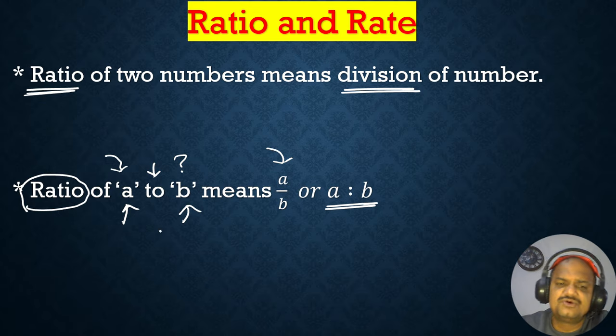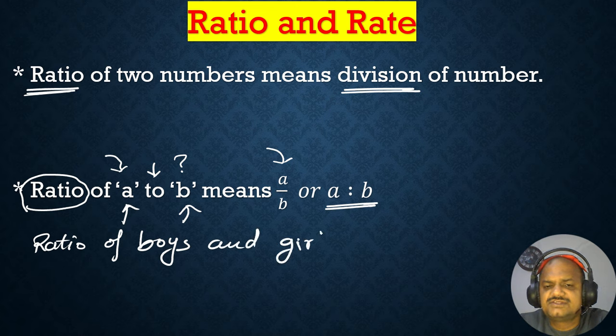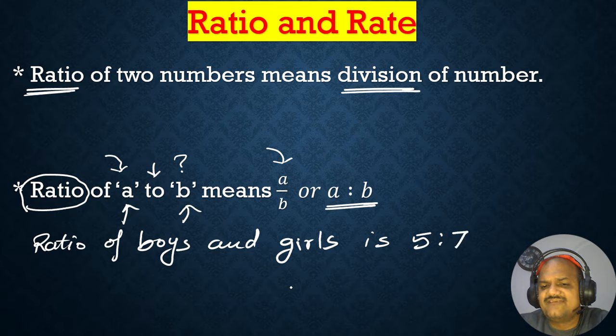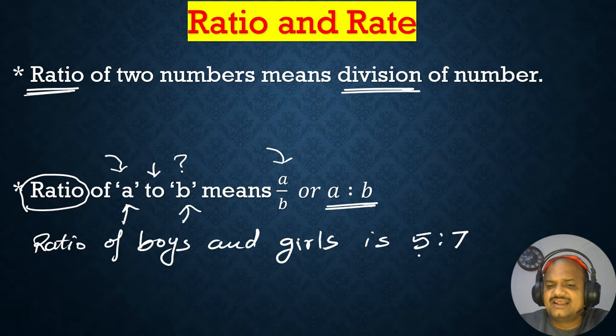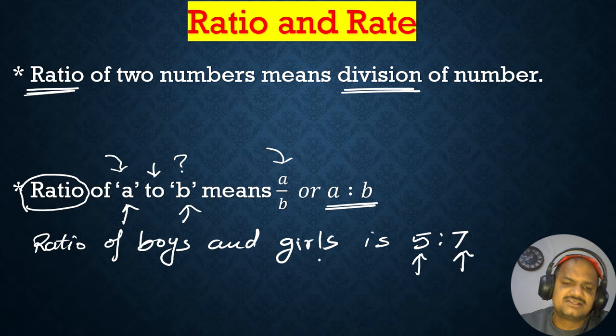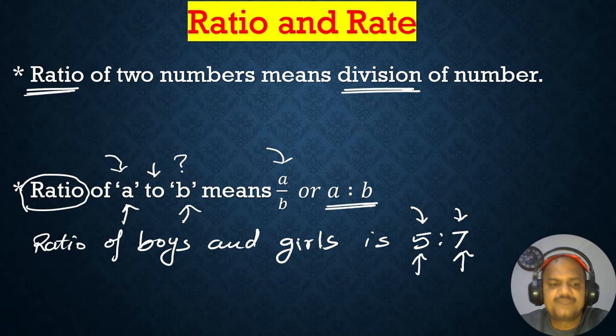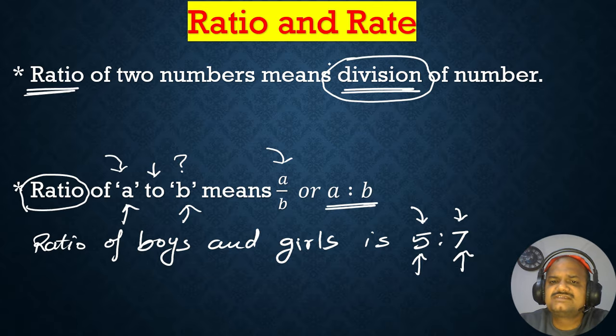For example, if I say the ratio of boys and girls in a school is 5 ratio 7, it means there are 5 portions of boys and 7 portions of girls. Or you can say, for every 5 boys there are 7 girls in the school. Okay, like this you can mention the ratio, but the calculation for ratio will always be division.